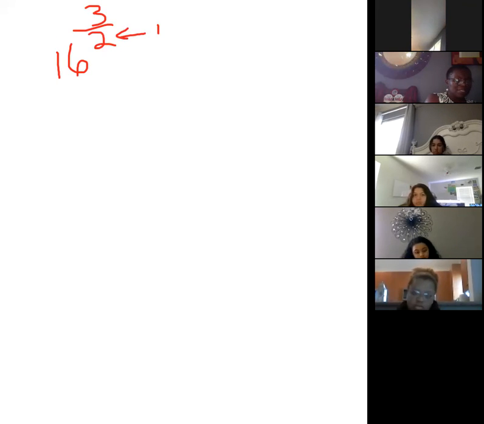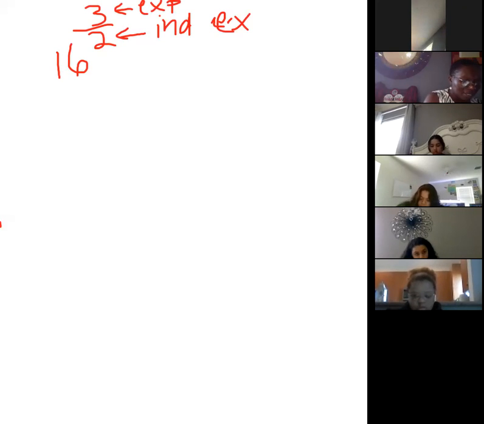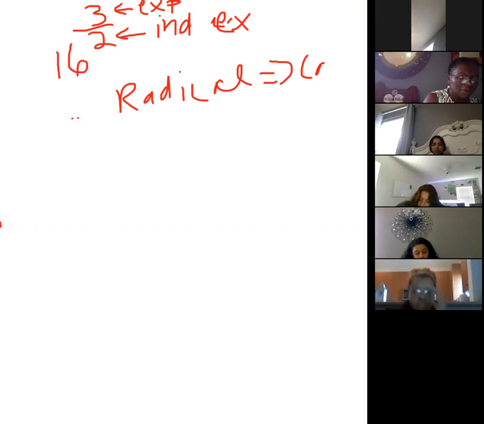So let's say I had 16 raised to the 3/2 power, and they ask you to simplify this. Remember, the 2 is the index, and then of course the 3 is the exponent. So to simplify this, one of the ways to do this is to convert it to a radical. Go back to using the radicals, guys. They do help, so why not convert it back to a radical? By the way, you can also type this into your calculator.